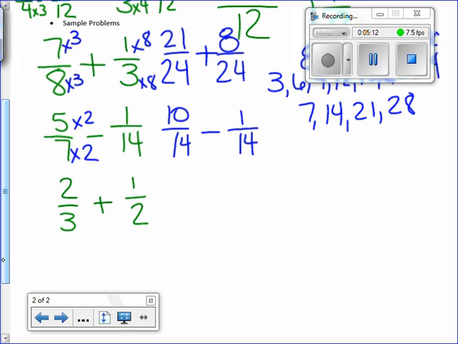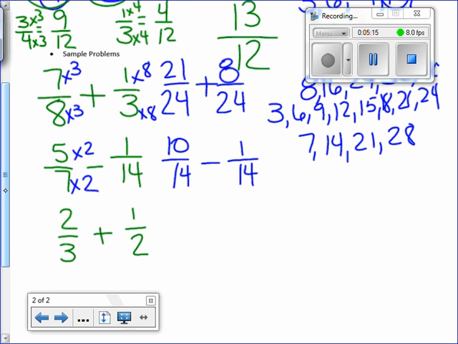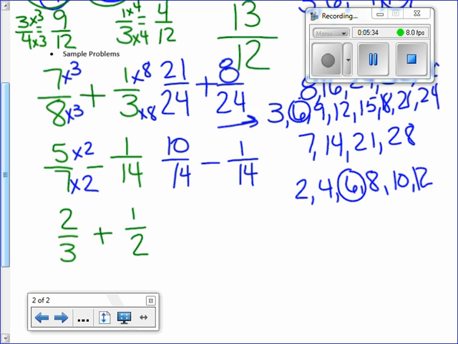2/3 and 1/2. Well, here I have thirds already. I've already made a list. Might be a good thing to start listing some multiples on the back of your primes card. That might be a good spot. So I need multiples of 2. 2, 4, 6, 8, 10, 12. Well, there's a 6 here and a 6 here, so it looks like it's going to be 6.